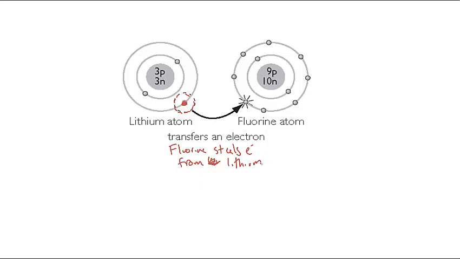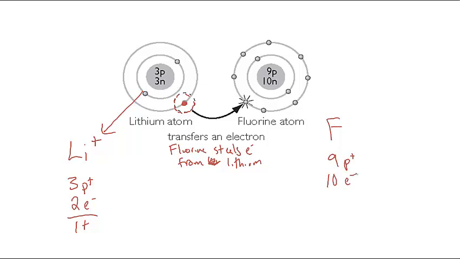So how do we write this? Well, now I'm left with lithium that has 3 protons and 2 electrons. So the net charge is 1 plus. The way we write that is Li plus. So fluorine had 9 protons. Now it has 10 electrons. So its charge is 1 minus. So we write it here.